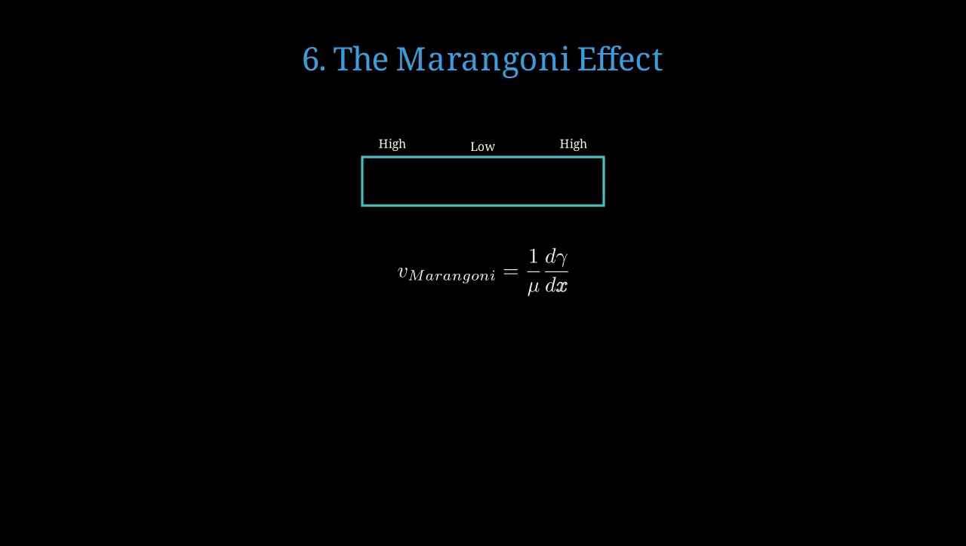Another destabilization mechanism is the Marangoni effect, caused by surface tension gradients. If surfactant concentration varies across a droplet surface, you get regions of different surface tension. This creates flows along the interface. The Marangoni velocity is proportional to the surface tension gradient divided by viscosity. Even small gradients create significant flows. These Marangoni flows can be strong enough to deform and even tear droplets apart, especially when surfactant is added rapidly.